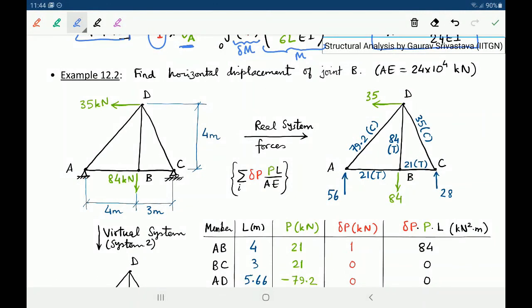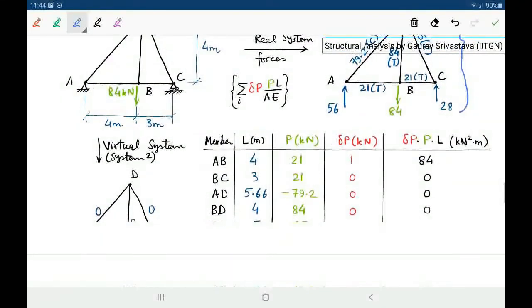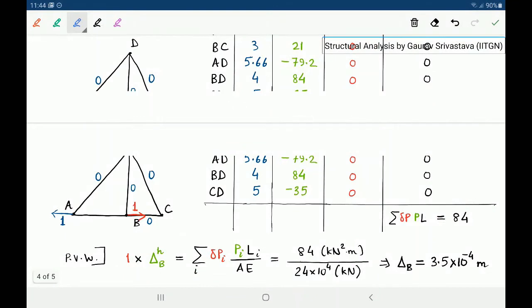Let's look at another example of a truss, where on the left-hand side this is the problem being given, and we want to find, let's say, the horizontal displacement of joint B. Okay, and AE is given. So we can do a force analysis, let's say using the method of joints. So the real system of forces can be determined for all the members including the support reactions, and then we create a virtual system. And since we want to calculate the horizontal displacement at point B, we will apply a horizontal unit force, or the virtual force, at point B.